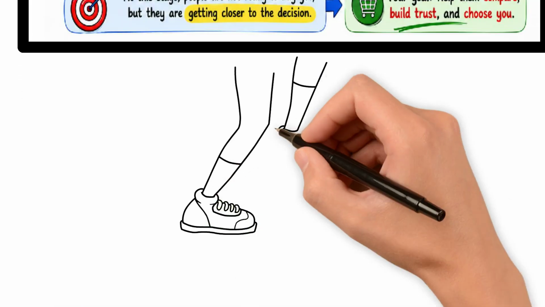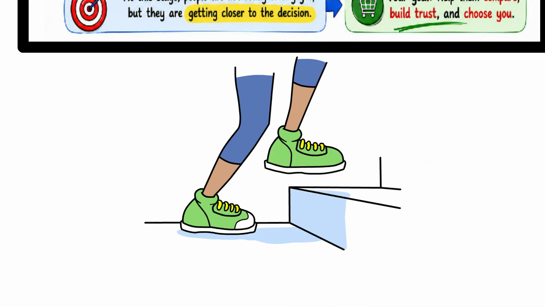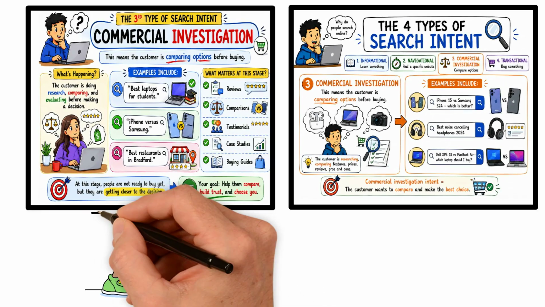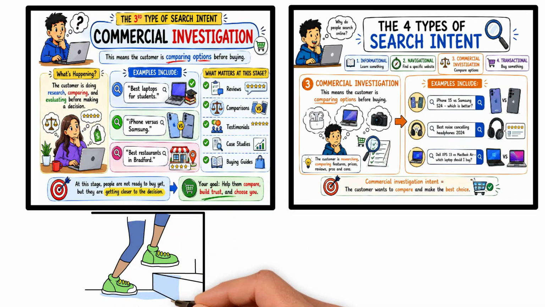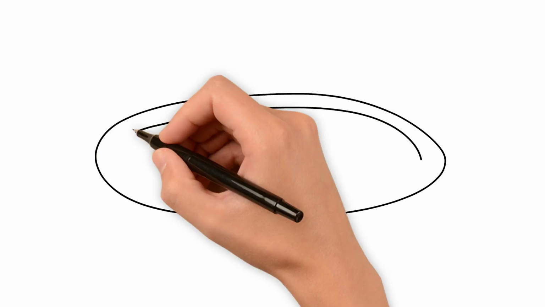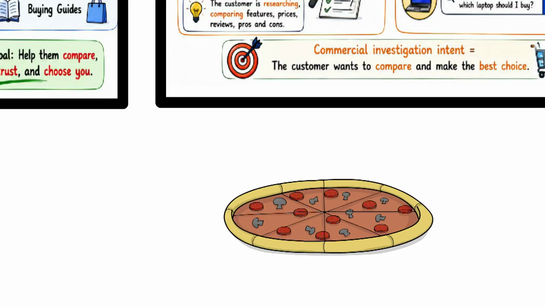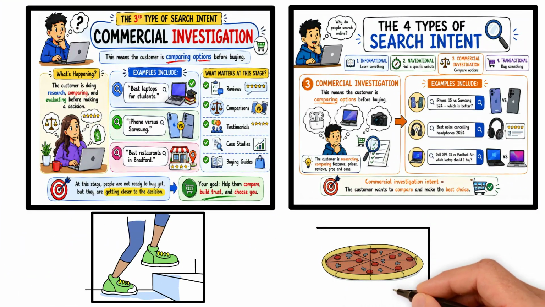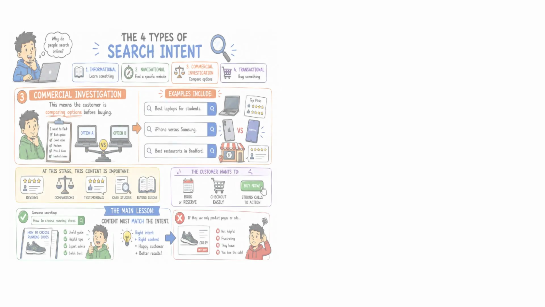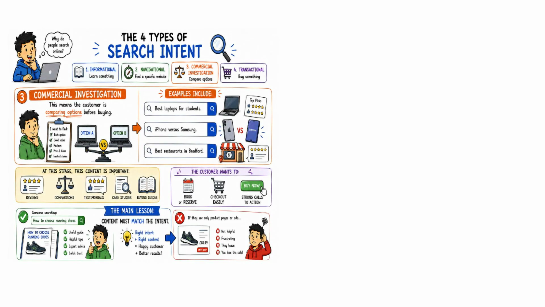The fourth type is transactional intent. This means the customer is ready to take action. Examples include buy Nike running shoes, book a dentist near me, order pizza online, start a free trial. At this stage, businesses need clear pricing, product pages, reviews, booking forms, simple checkout, and strong calls to action.